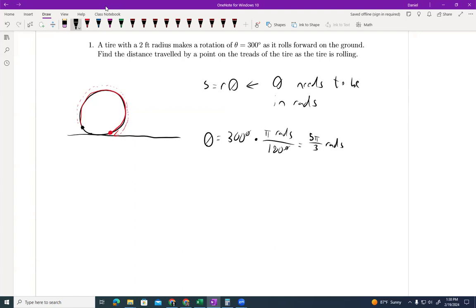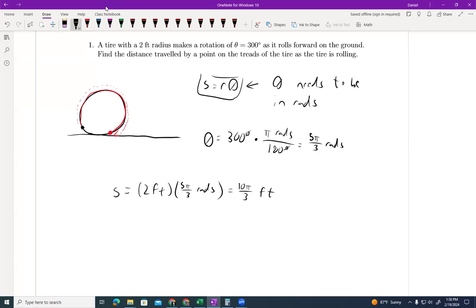So that's my theta. So now just plugging all this into my arc length formula, we get that S is equal to R, which is 2 feet, times theta, which is 5 pi over 3 rads. All right, and now we have to worry about units. We have feet times radians, right? But when radians gets multiplied by a unit of length, the radians disappears. So this just turns into 10 pi over 3 feet.